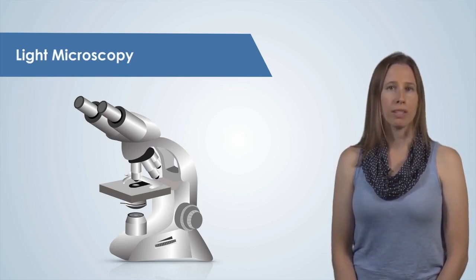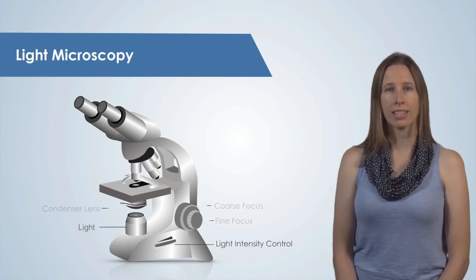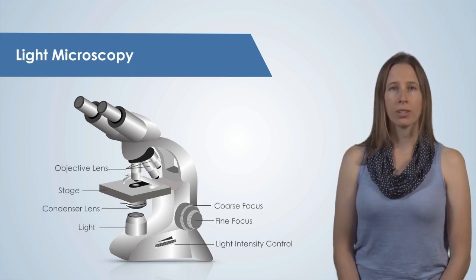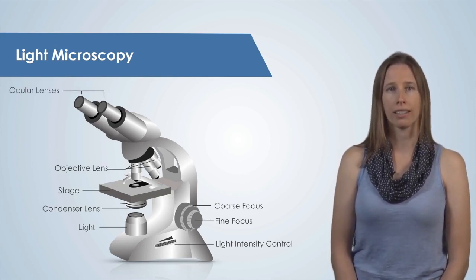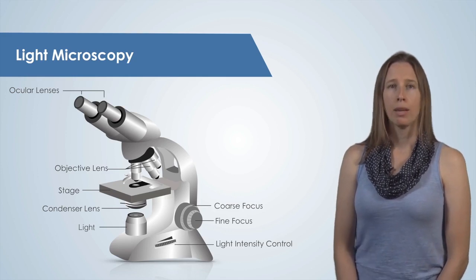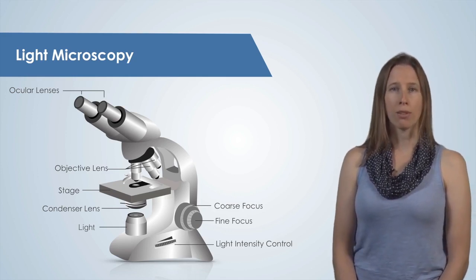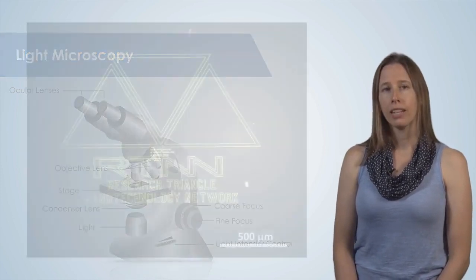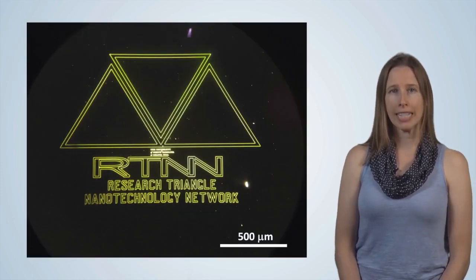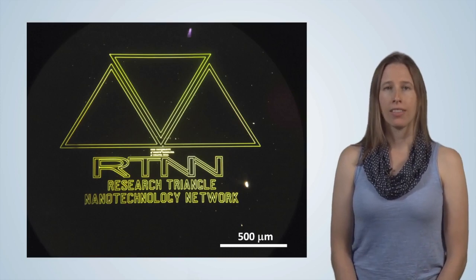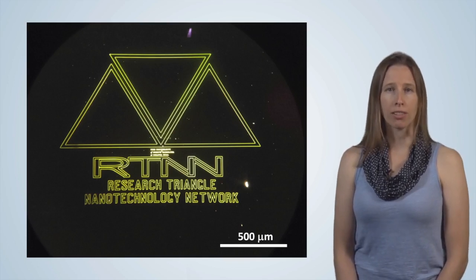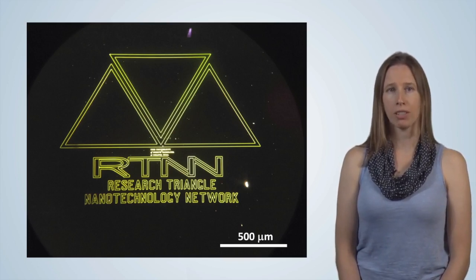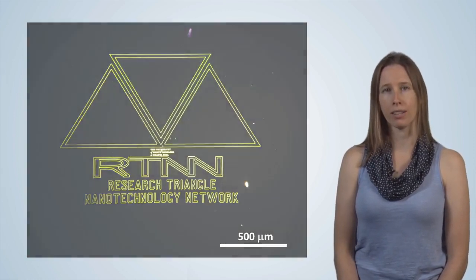A light microscope is made up of a light source, lenses to focus the light, a way to focus the sample in the light path, and a detector that is sensitive to the light, like your eye or a camera. Many of these same components are found in other microscopes as well. Here is an image that shows what can be seen on a light microscope. The RTNN logo in this image is about 1.5 millimeters wide, but the features within it are much smaller. Each letter at the bottom of the logo is about 50 microns wide.